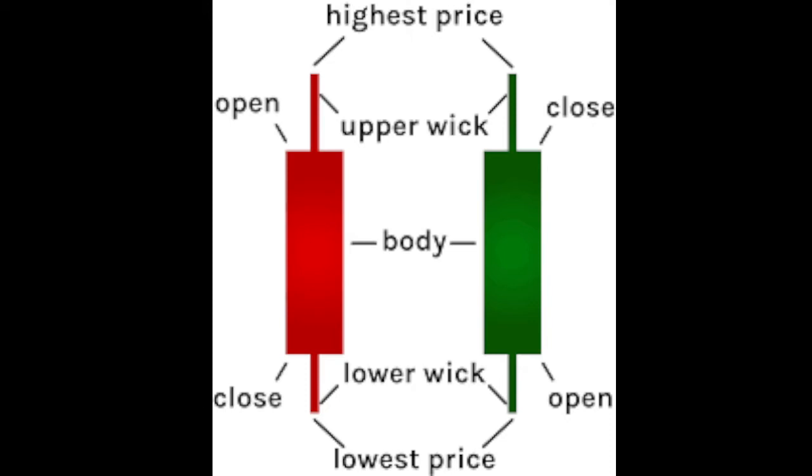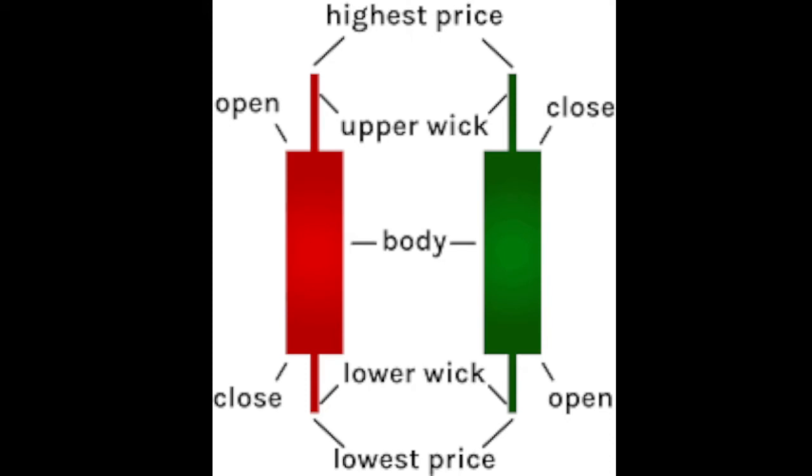As you can see on this picture here, the open is where it starts. On the red candle, that's at the top of the body, and on the green candle, that's at the bottom of the body. So that's where the price opens up. The wick is how far the price travels within a time period. So if we're talking about a 3-minute candle on a 3-minute time frame, that's how far the price travels within those 3 minutes. It can go up, it can go down, it can stay within the body.